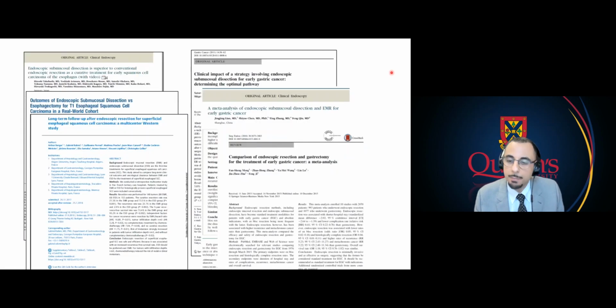And since then, a number of studies have come out for esophageal, gastric, and colonic lesions, really showing the utility of removing these via ESD, and showing essentially equivalence to surgical resection for superficial lesions with good histology.